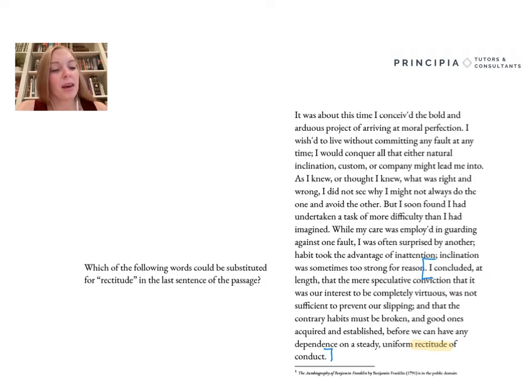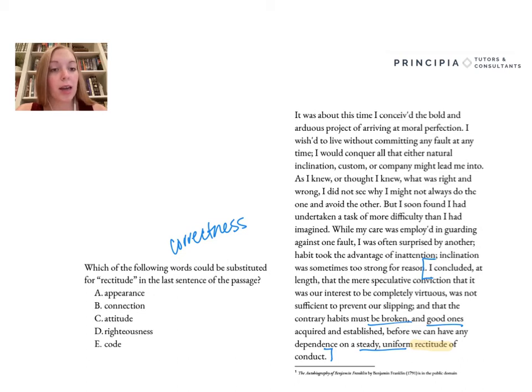All right, what do you think? For me, I would say that rectitude here means something like correctness or maybe goodness, right? We're talking about that we have to have good habits, break the bad ones, and then we're going to have a steady, uniform goodness, correctness of conduct. So now I'm going to check out my answer choices and see which one matches correctness best. So my options are A, appearance, B, connection, C, attitude, D, righteousness, or E, code. Well, righteousness is going to be the closest one to correctness.